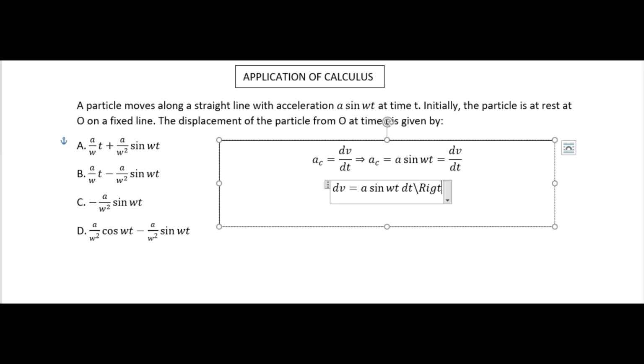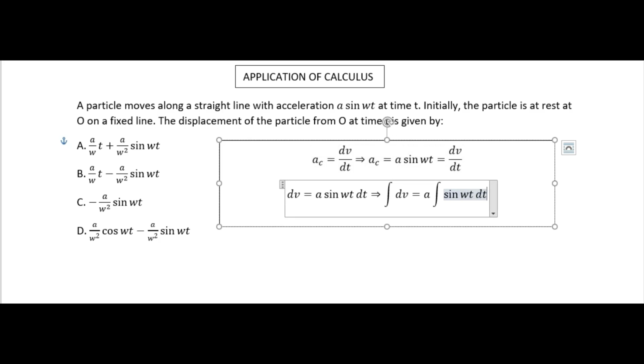Now doing that, I'm going to integrate both sides of the equation. Remember that we are dealing here with indefinite integrals, so we need to add our constant of integration. So I integrate dv on the left hand side, and I integrate the right hand side. Now my a is a constant, so I pull it out of the integral. The function there is sine of omega t, and I'm integrating it with respect to t.